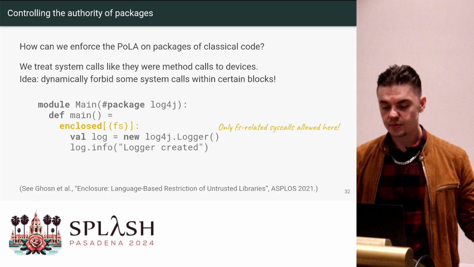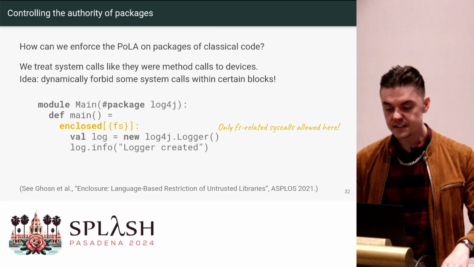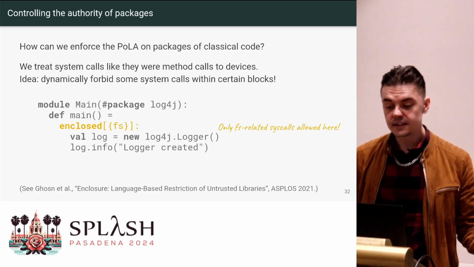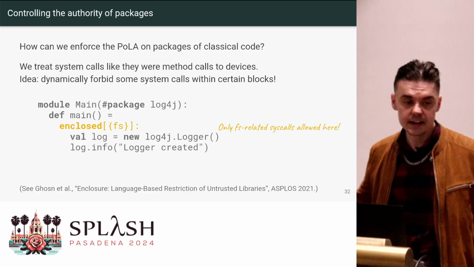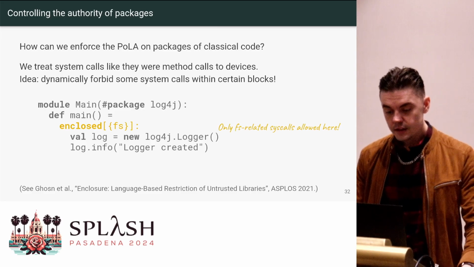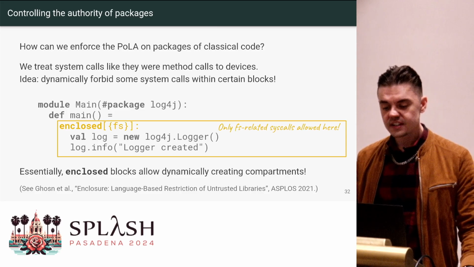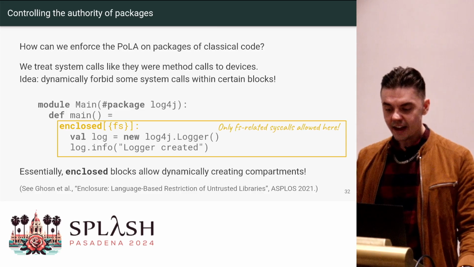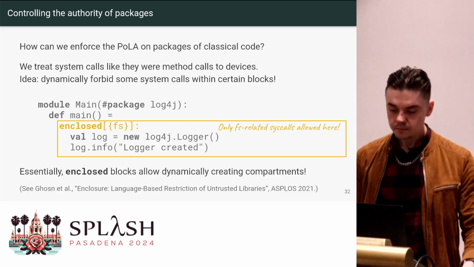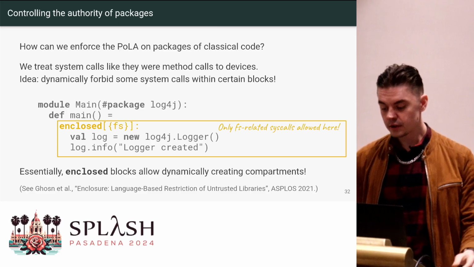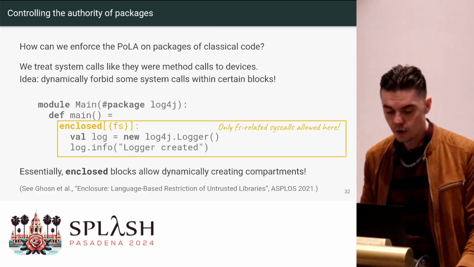So that gets translated to a list of file system-related syscalls, and if log4j tries to access the network at runtime, it gets stopped with a runtime error, right? It's like a throw on a method call. So basically, the enclosed block allows dynamically creating compartments and running untrusted code in them. And we propose these blocks because they can be efficiently implemented with enclosures, which is a recent technique from 3 years ago.